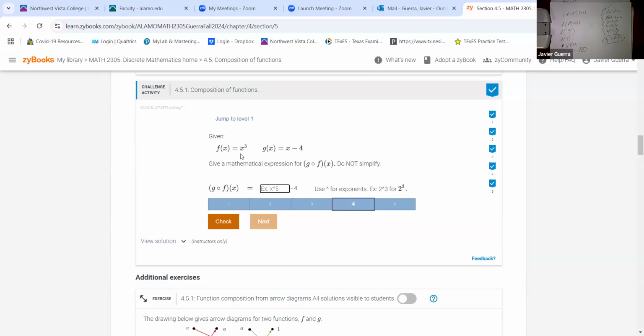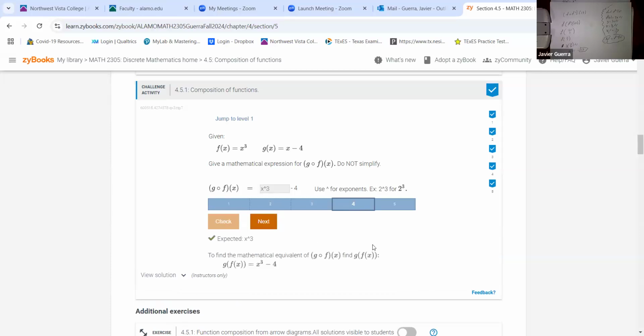All right, another one. Given f of x is x to the third, g of x is x minus 4. Give a mathematical expression for g composed with f. Do not simplify. Okay, so I have to plug in the f function here. So that should be x to the third, minus 4. Yep. Cool. Next.